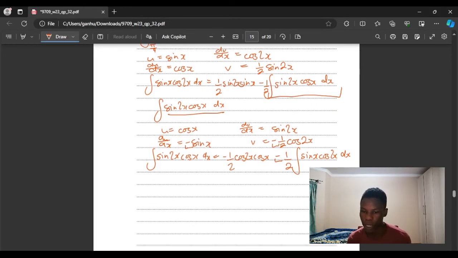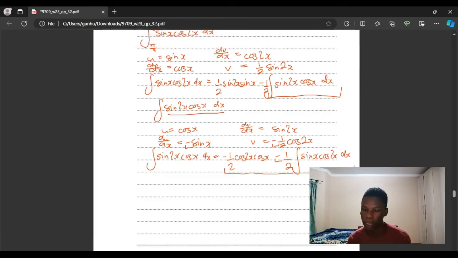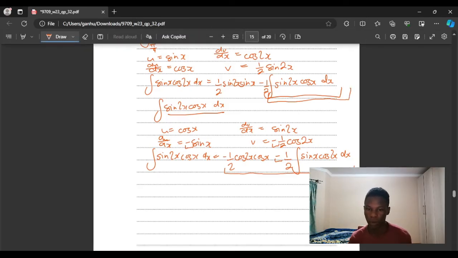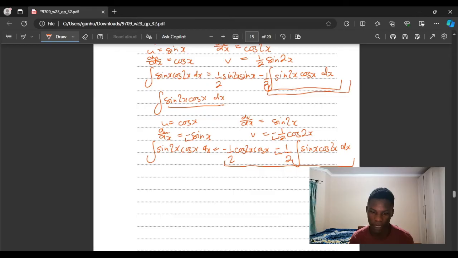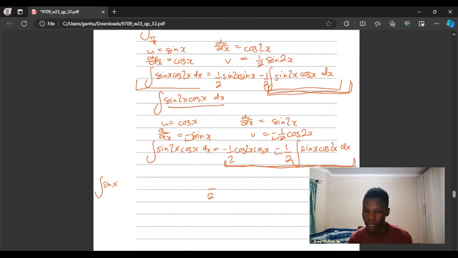Okay, so that means we're going to take this and we're going to come put it here. So that would become the integral. Okay, we're going to run out of space here. So that's the integral of sine x cos 2x dx is equal to half sine 2x sine x, minus half, and then we said we're replacing this with this integral over here. That's open bracket minus half cos 2x cos x minus half the integral of sine x cos 2x dx.